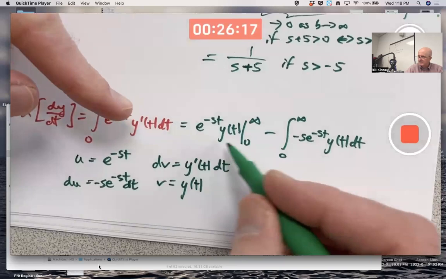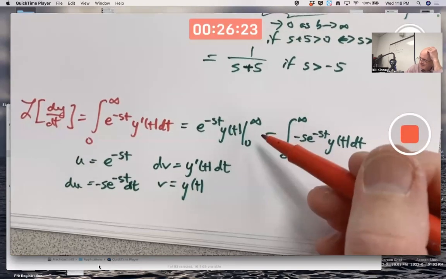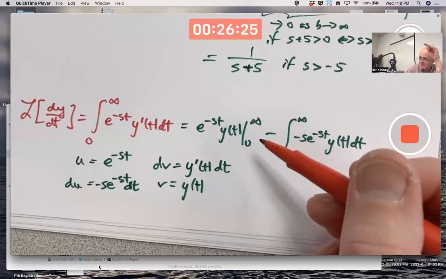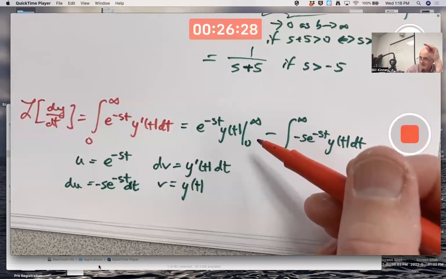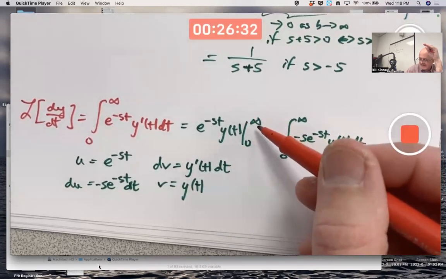What does this simplify to? It's got an infinity there. I guess it's really a limit. Okay, so now I'm being a little more sloppy than I was before. I'm not going to write the limit sign. Does this go to 0 as b goes to infinity?